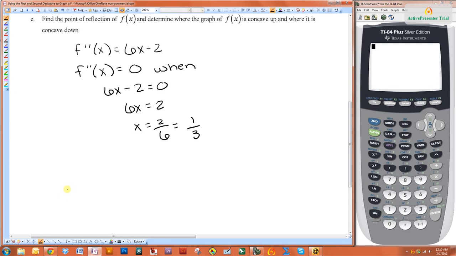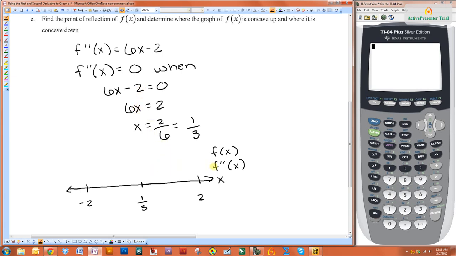So the next thing we're going to do is use an analysis line similar to the one we did when we were finding when the function was increasing and decreasing. But this time, instead of using the first derivative, we're going to use the second derivative. Now we have to put our endpoints of the domain, and we also need to put this value here when the second derivative is equal to 0. You should also put when the second derivative is undefined, but since this is just a polynomial, it's defined for all values of x.